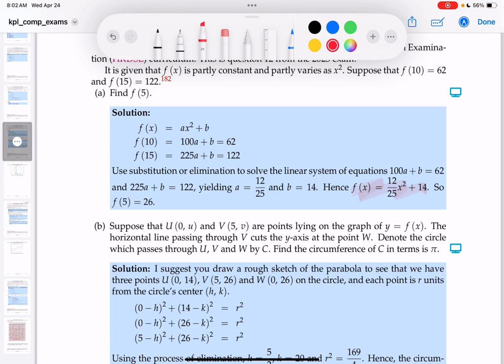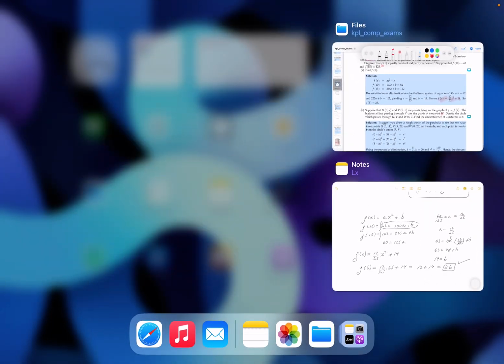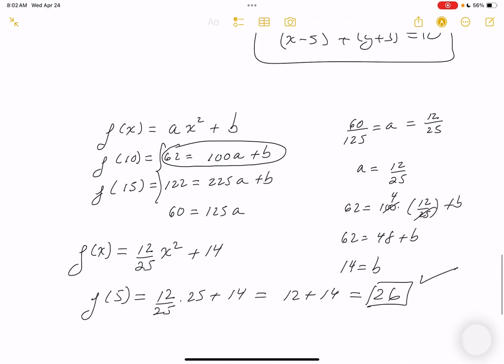I know that much. It goes on to say there's a horizontal line through V that cuts the y-axis at W. All right, I got that over there. Denote the circle which passes through U, V, and W by C. Find the circumference of C in terms of pi. All right, a little complicated. So I'm going to the whiteboard, and I want to talk about what this looks like to me.